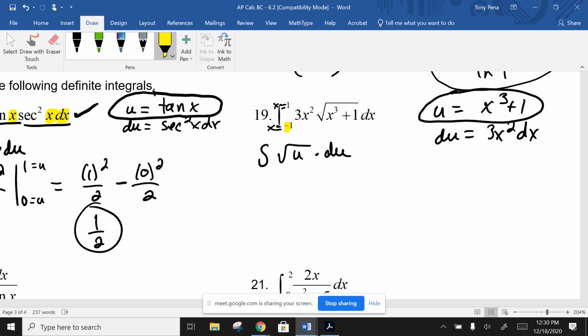So if you take the -1, plug it in for x over here, what we would get is u equal to the -1 cubed plus 1. Our new lower limit should be a 0. Same thing with the upper limit. The upper limit was an x value of 1. So if we take that 1 and plug it in over here, our upper limit becomes a 2.